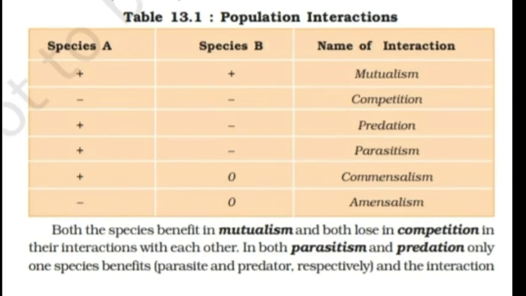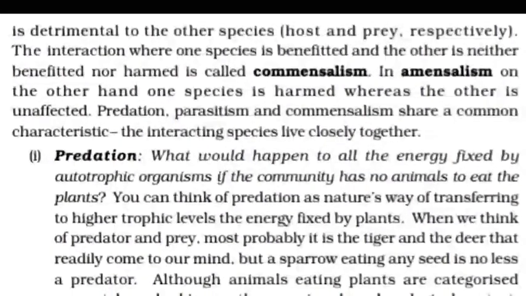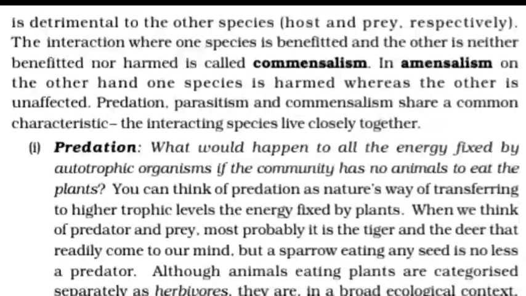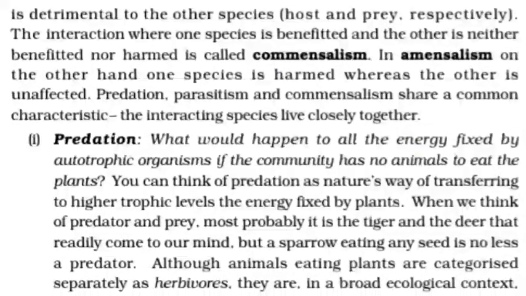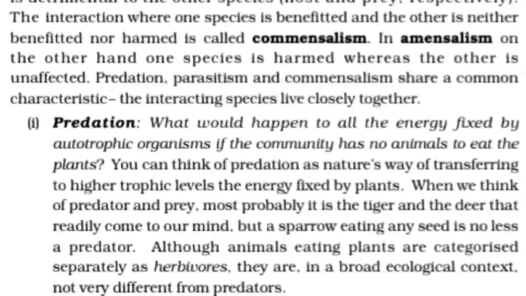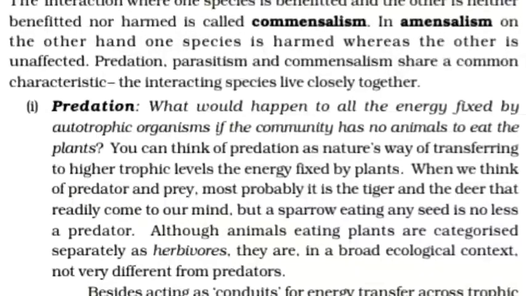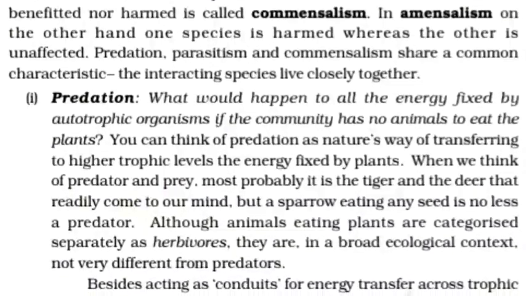Both the species benefit in mutualism, and both lose in competition in their interaction with each other. In both parasitism and predation, only one species benefits, parasites and predators respectively, and the interaction is detrimental to the other species, host and prey respectively. The interaction where one species is benefited and the other is neither benefited nor harmed is called commensalism. In amensalism, on the other hand, one species is harmed whereas the other is unaffected.